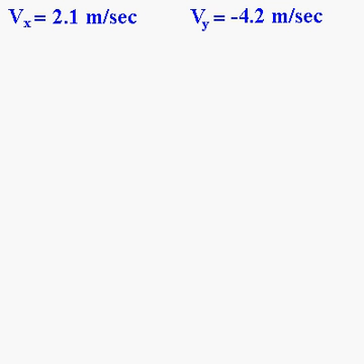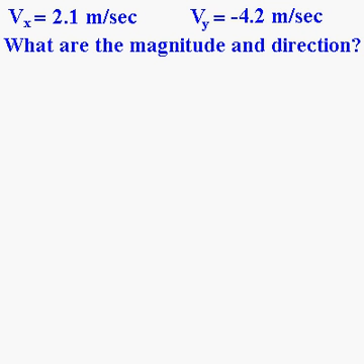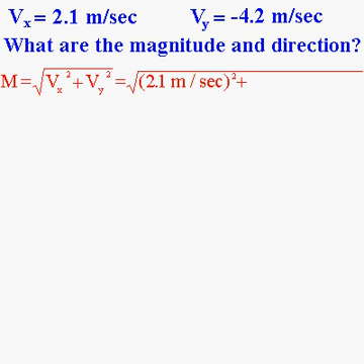In the next part of the example, we're dealing with a velocity vector. The x component is 2.1 meters per second, and the y component is negative 4.2 meters per second. And once again, we have to figure out what are the magnitude and direction. Well, once again, magnitude is not so bad. The magnitude is the square root of the x component squared plus the y component squared. The x component is 2.1 meters per second. The y component is negative 4.2 meters per second. We square each of them, we add them, and then take the square root. When we do that, we get 4.7 meters per second. Remember, this is a velocity vector, so the unit should be meters per second.